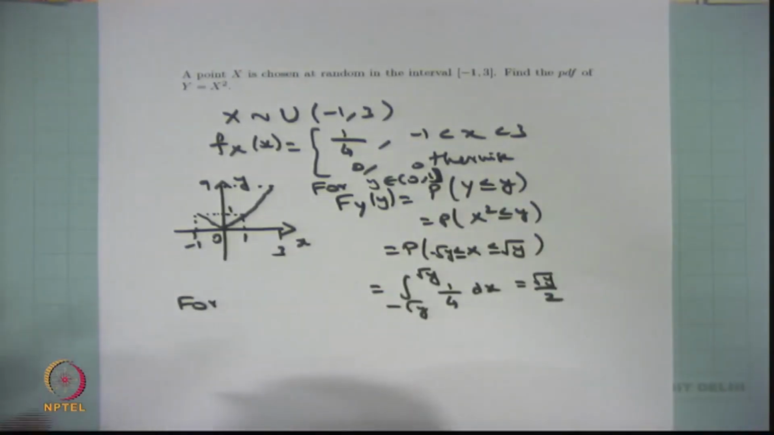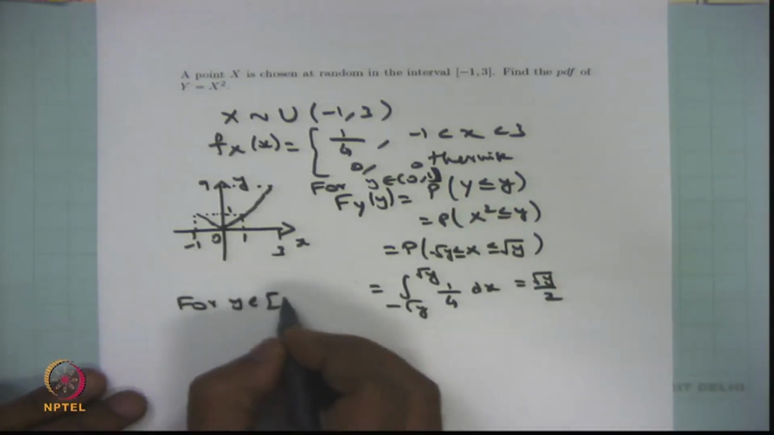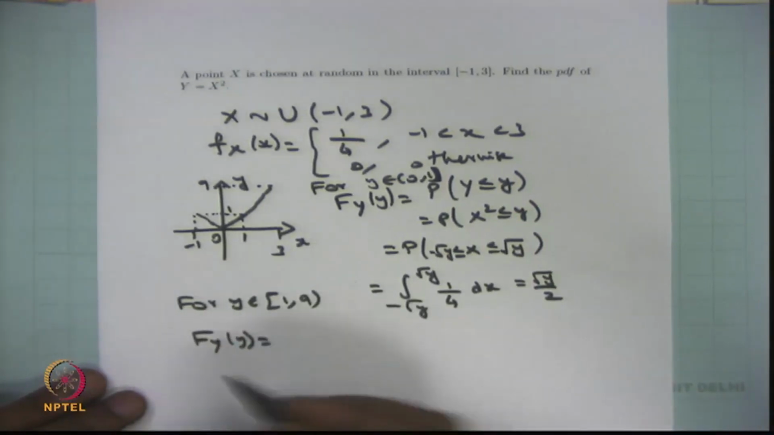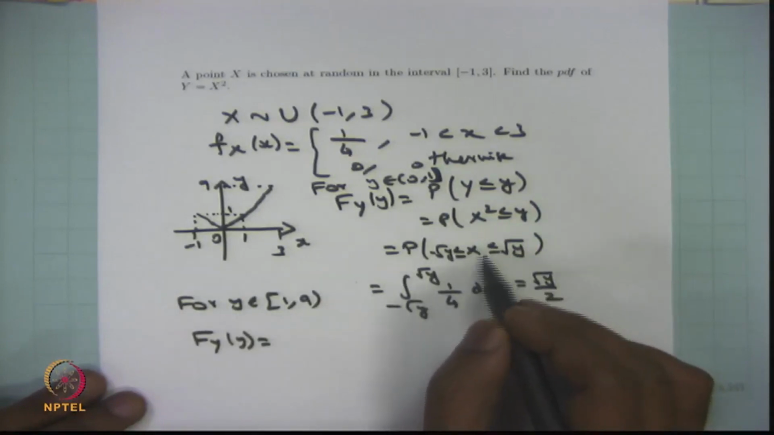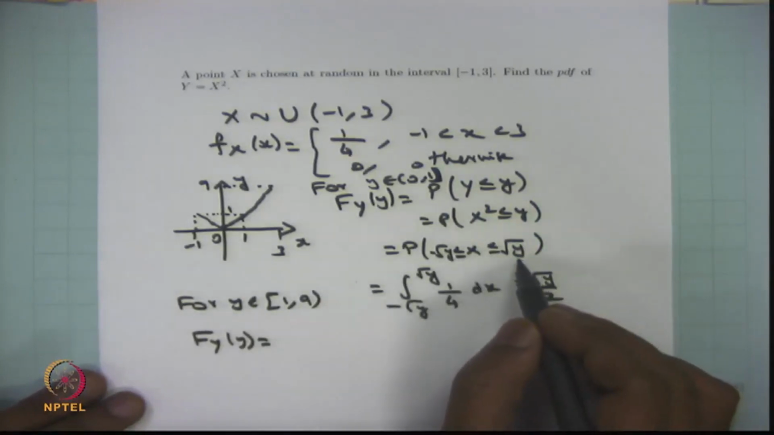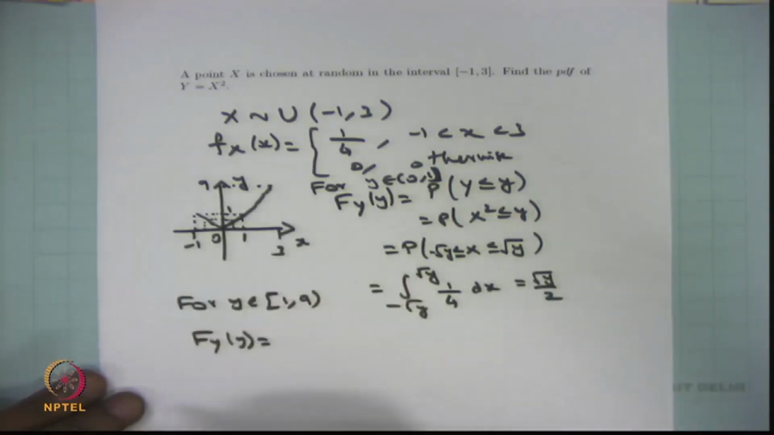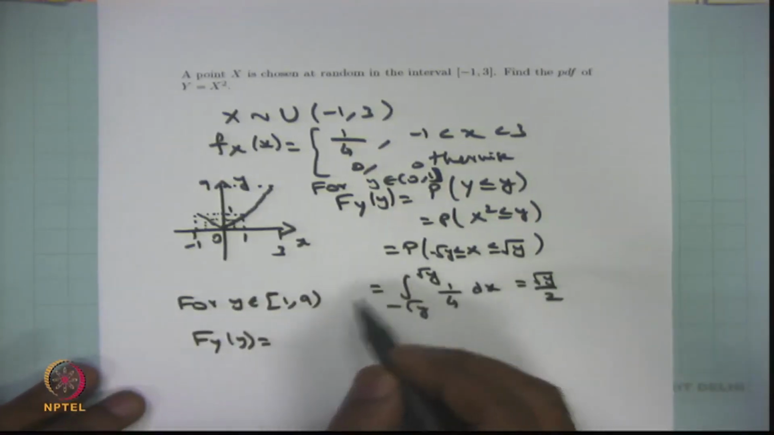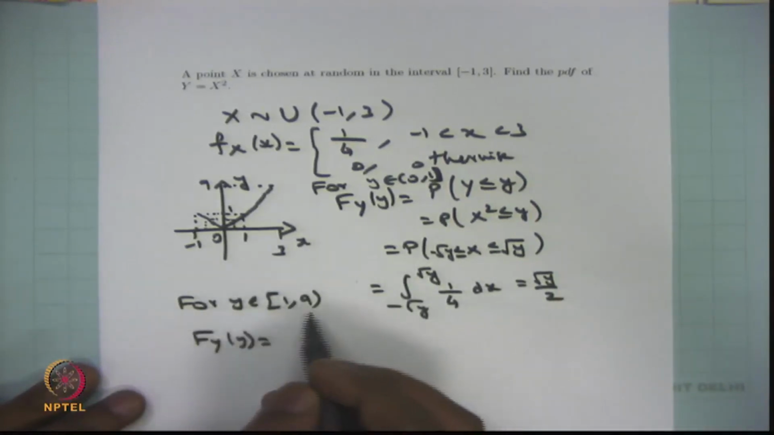I am splitting the interval 0 to 9 into 0 to 1, and then 1 to 9. Only for y between 0 and 1 do you have the probability that x lies between minus square root of y and plus square root of y, because for every point you have 2 inverse images. Therefore, you get minus square root of y to plus square root of y when y lies between 0 and 1. Fine. Now we go for y belonging to 1 to 9.